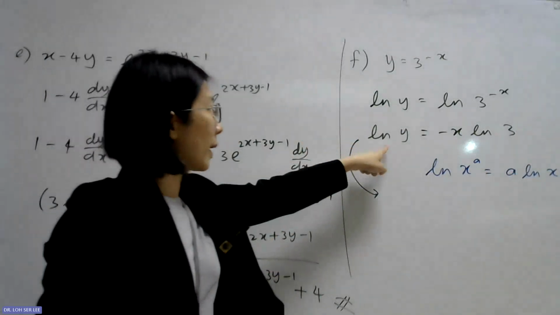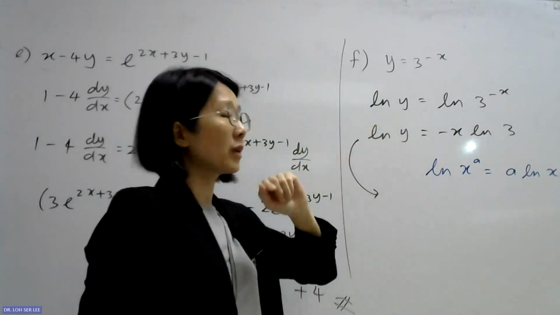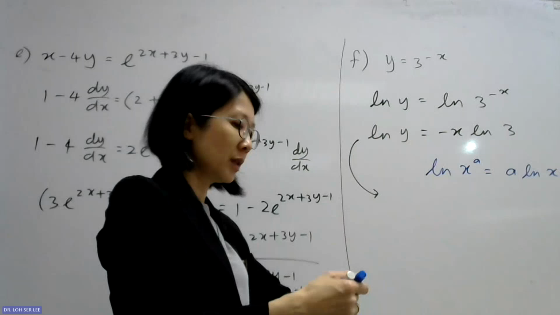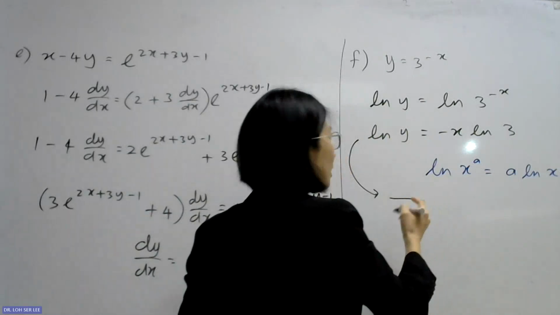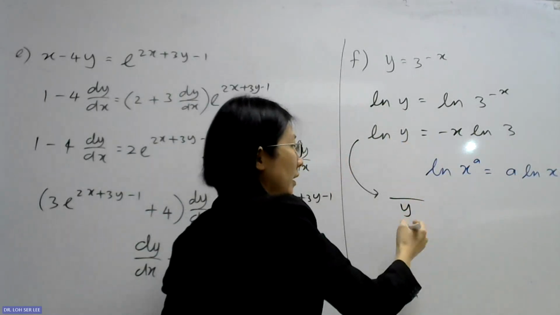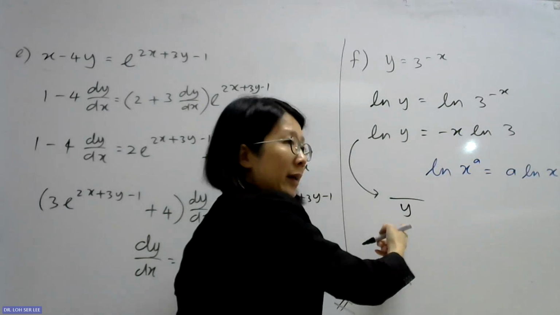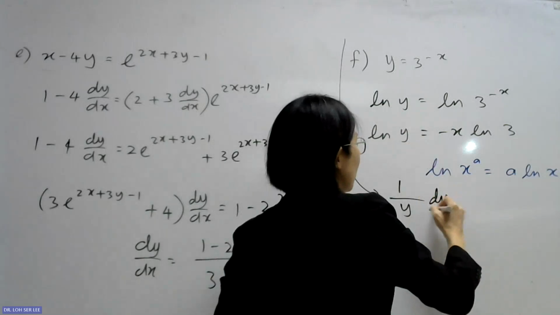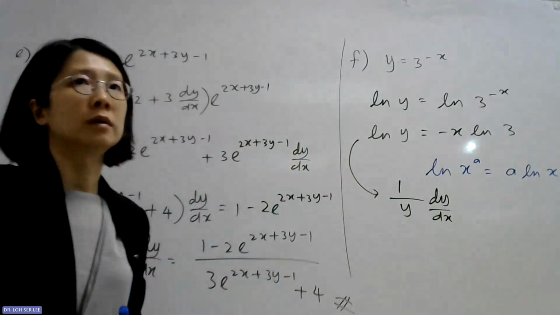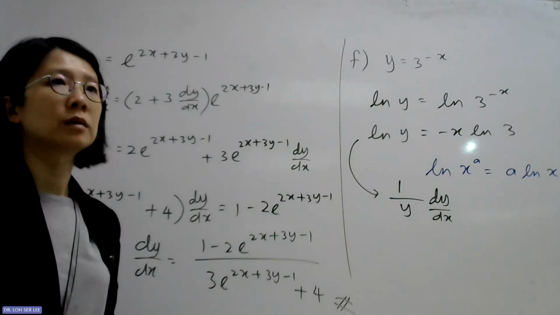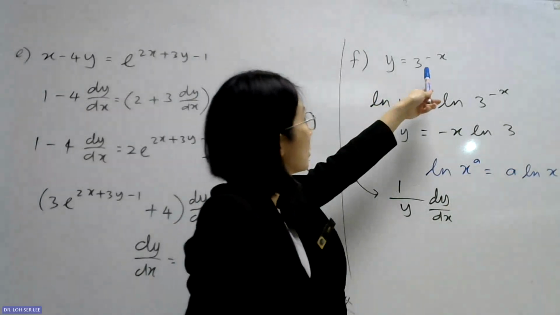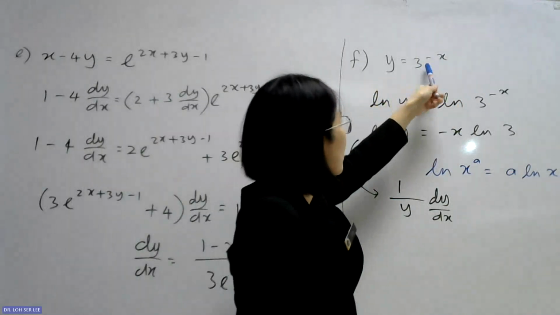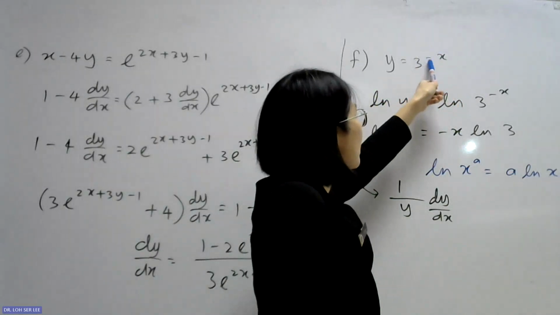So log y, we want to differentiate log y with respect to x. This is not x. This is y. But still, we are differentiating the log function as usual. This one, you differentiate with respect to y, you get 1 over y. And since this is a y function, you need the dy/dx. Because this one you can't differentiate directly, because this is not a constant. This is a variable.